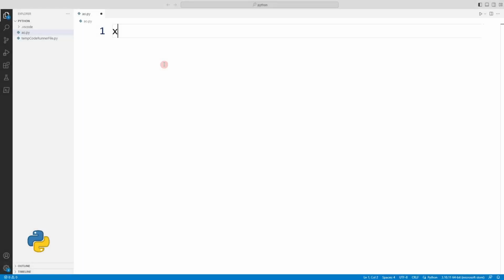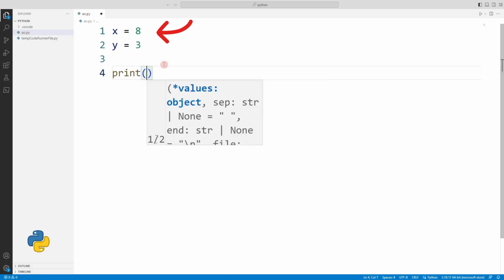Let's start with the examples. I'm creating two variables. Since the two variables are of integer data type, I can add them.